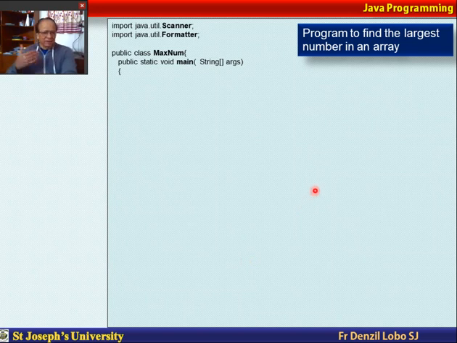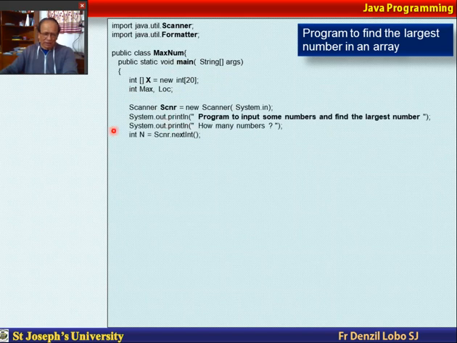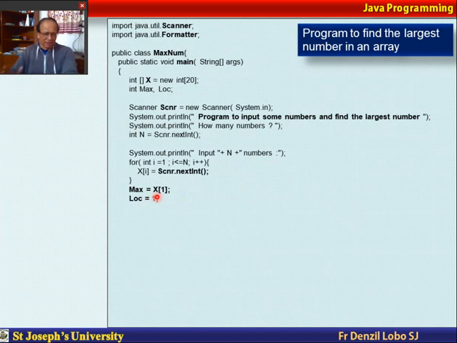Again, here we will input n numbers into the array, and our task is to find out the maximum number and its location in the array. So we name this program as maxnum.java, and here is the main. Again, we declare x array, which can contain at the most 20 numbers. Then we declare two more variables, max and location, to store the maximum number and its location. Here we create that scanner object, we title, and we input the value for n here.